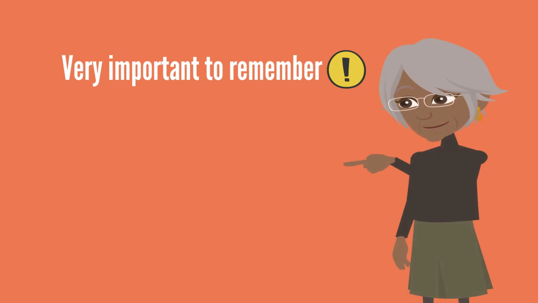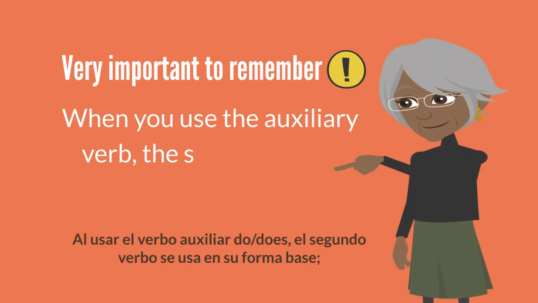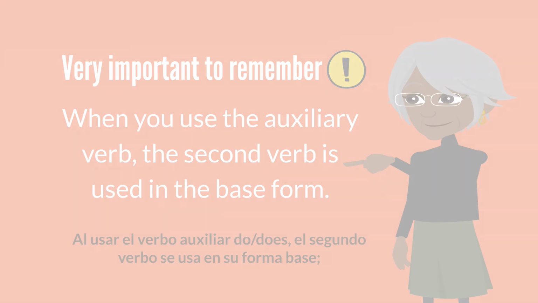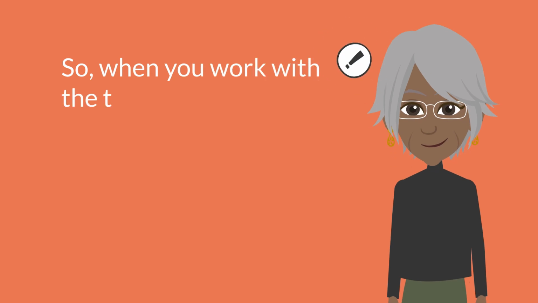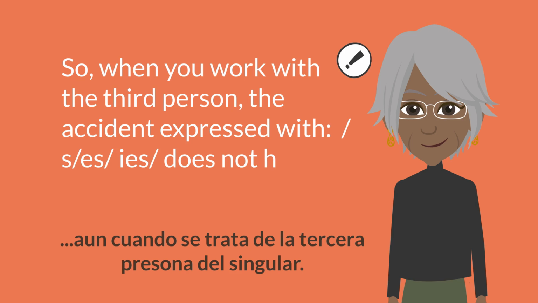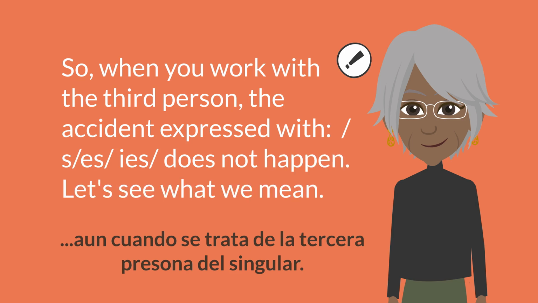This is very important to remember. When you use the auxiliary verb, the second verb is used in the base form. So, when you work with the third person, the accent expressed with s, es, does not happen. Let's see what we mean.